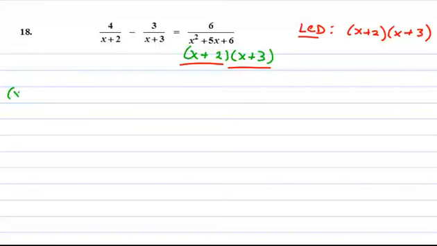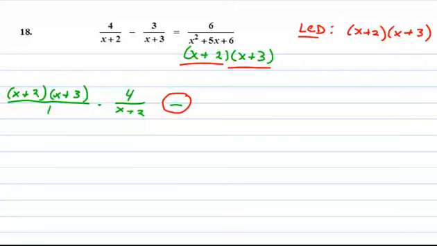So now we're going to multiply every term by the LCD. So we have x plus 2 times x plus 3, and I'm going to put it over 1 because I'm multiplying by a fraction. Minus, and always beware the minus, okay? We'll come back to that. And again, x plus 2 times x plus 3, our LCD, and we'll put it over 1 because we're multiplying by 3 over x plus 3.